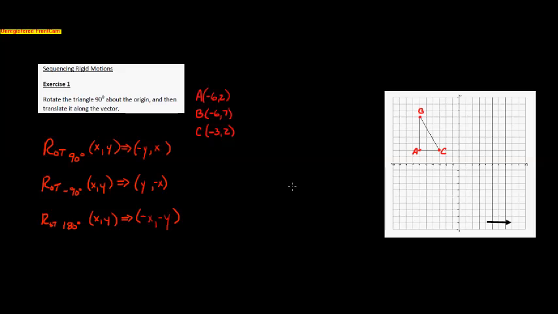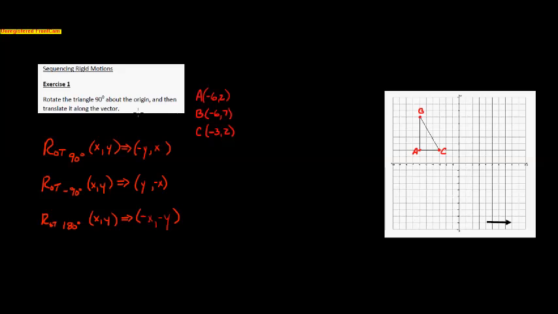Hi everyone, this is the next video for sequencing transformations. You notice this one is titled Sequencing Rigid Motions because it doesn't specify whether we're going to do translations, rotations, or reflections. It's going to be a combination of the three of those. So exercise 1 is right up here, and as before I've already labeled my points. I've listed the coordinates, so if you need to pause the video and label yours, do that as well.